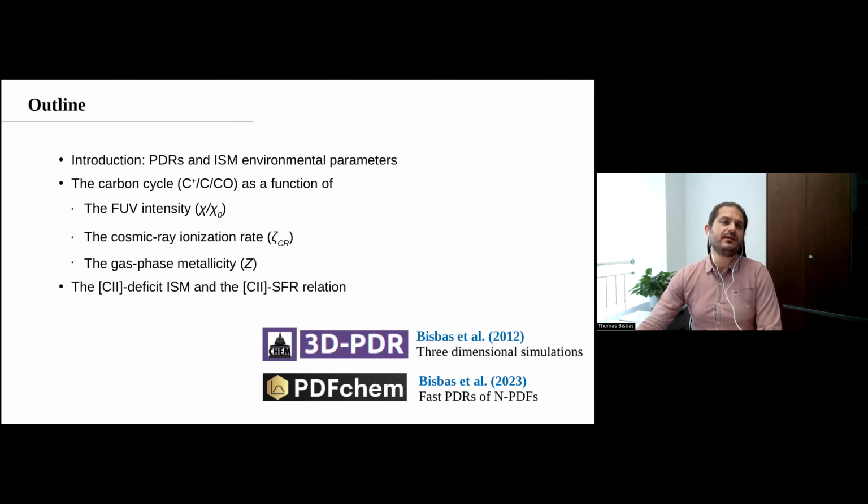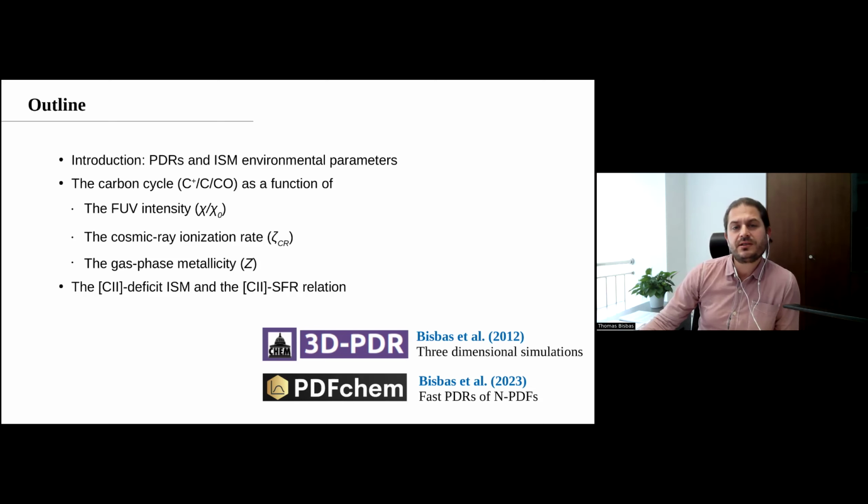To start with, let's go through the outline of the talk. I will give an introduction on PDRs and the ISM environmental parameters. What do I mean by saying ISM environmental parameters? I actually mean three different things. The first is the FUV intensity, which is the intensity of the photons emitted by stars. The second one is the cosmic ionization rate, which is an important quantity that controls the chemistry of the ISM. And the third one is the gas phase metallicity, and we'll see new results also in this section.